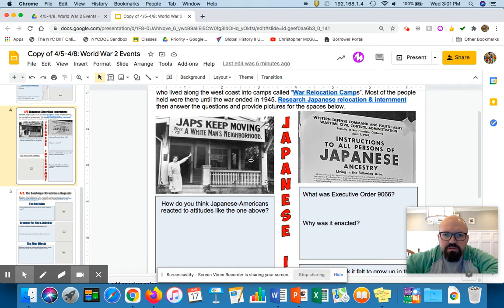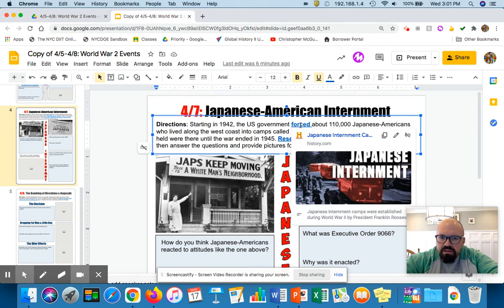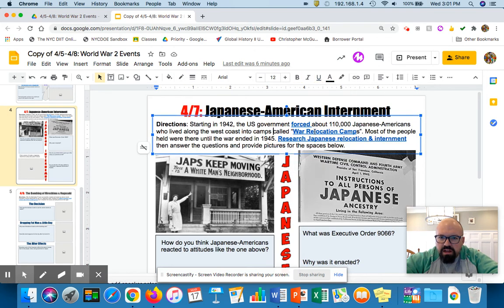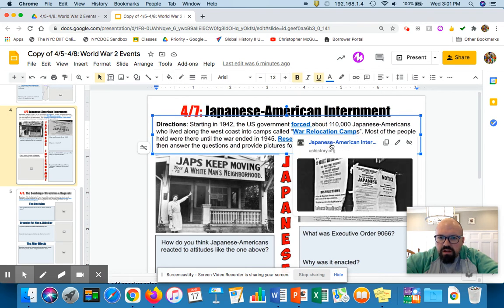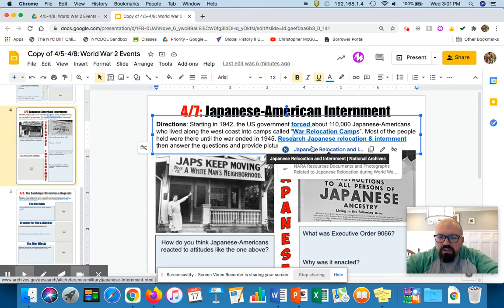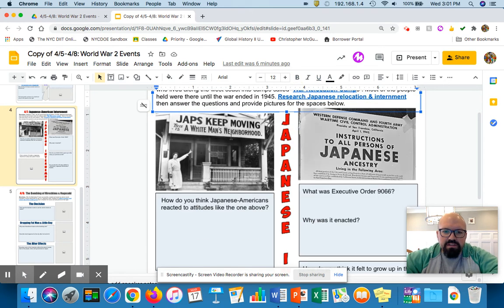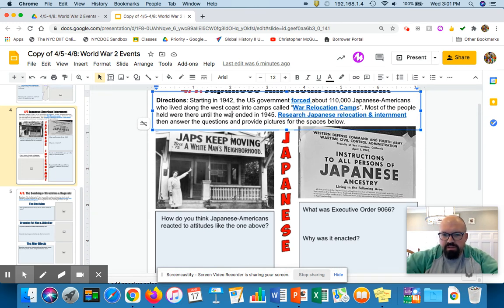into the interactive notebook. Here are all different websites that you would need, right, from either history.com or ushistory.org. And the same here. Here's archives from the US government as well. Okay, so lots to look at. And that's all you're doing today is just the Japanese internment camps.